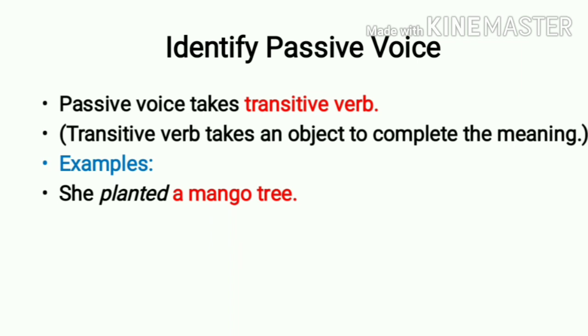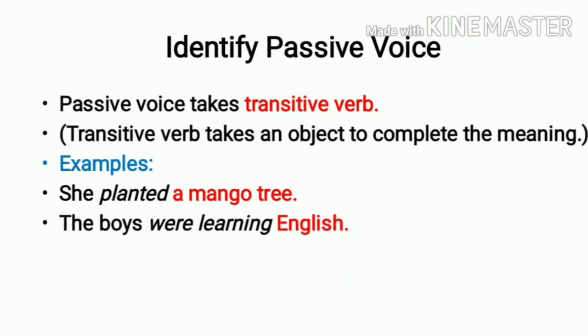That means a mango tree, that is object. Planted, that is a transitive verb. The boys were learning English. Were learning is a transitive verb because it requires the object English. You have seen the movie. Seen, तू पाहिलं. What? The movie. That means see, that is the transitive verb.